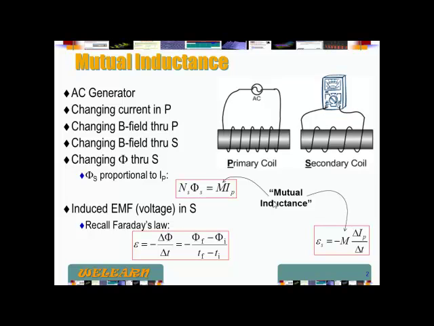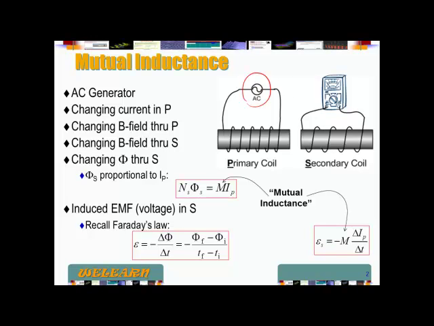Let's consider the situation in the image. We have two solenoids, the one on the left that we are calling the primary coil, and the one on the right that we call the secondary coil. The primary coil is connected to what we call an AC generator.